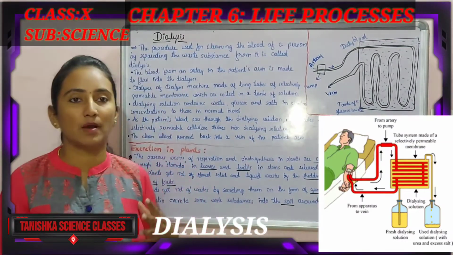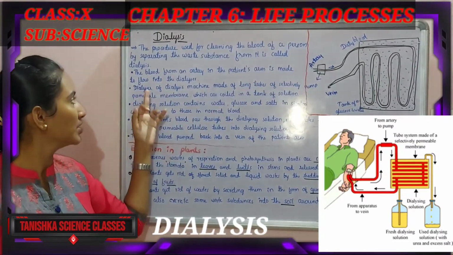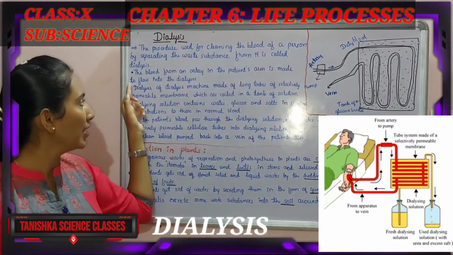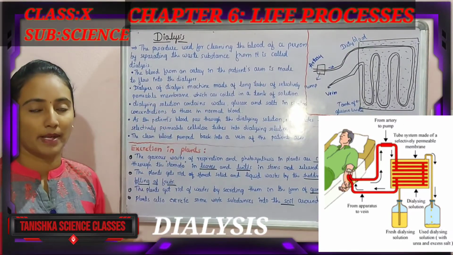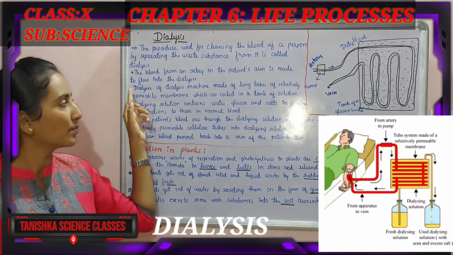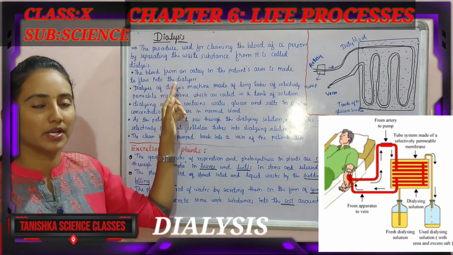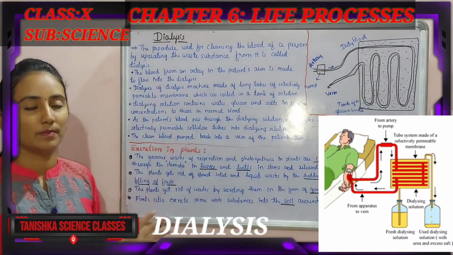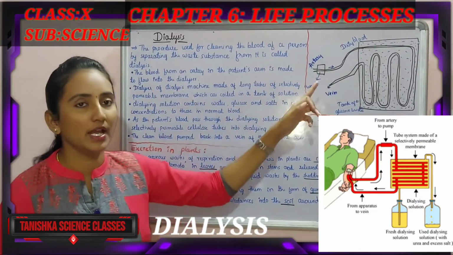I have written some of the steps. Stepwise you can observe here: the blood from an artery in the patient's arm is made to flow into the dialyzer. For that they connect the tube, so the blood enters that tube and is transported to the dialyzer.